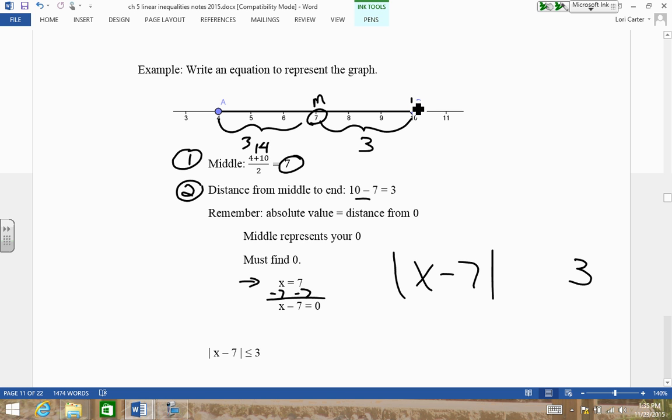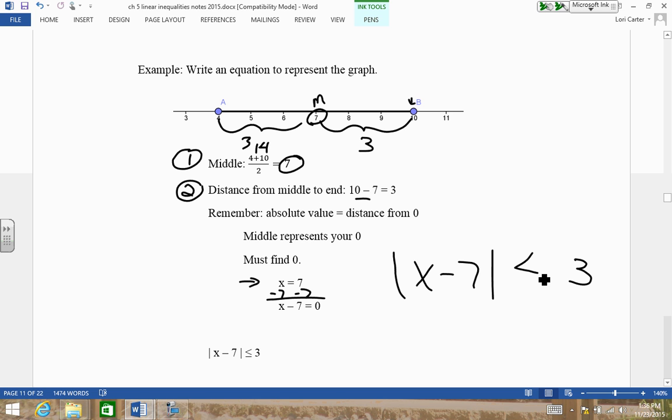So I'm here. Can I be less than 3 or greater than 3 away from the middle? If I'm greater than 3, I'd be at 11. That wouldn't work. If I'm less than 3, I'm on the inside. Can it be equal to?